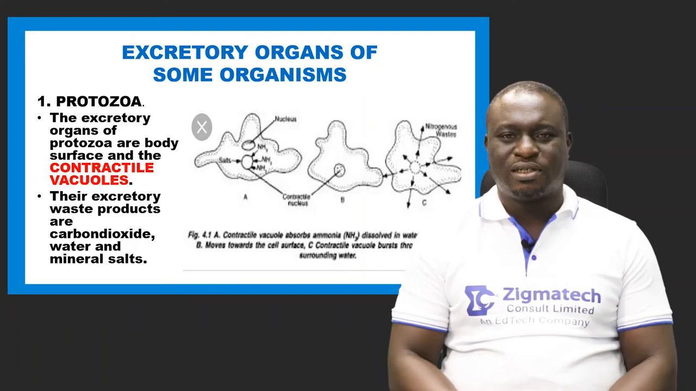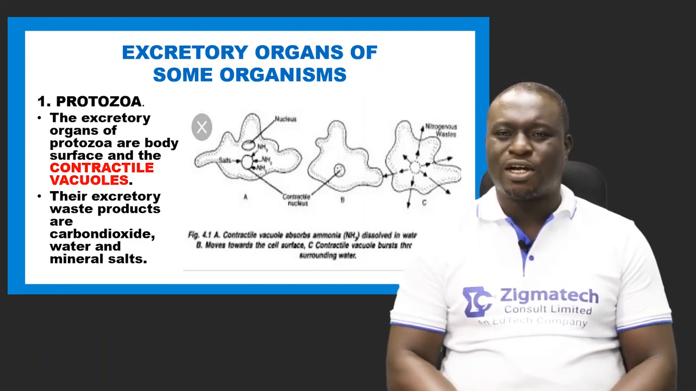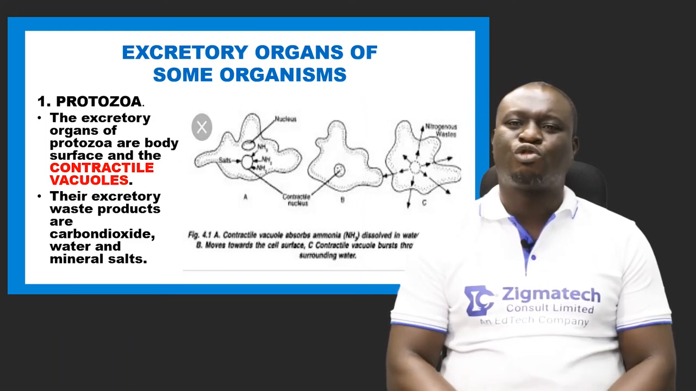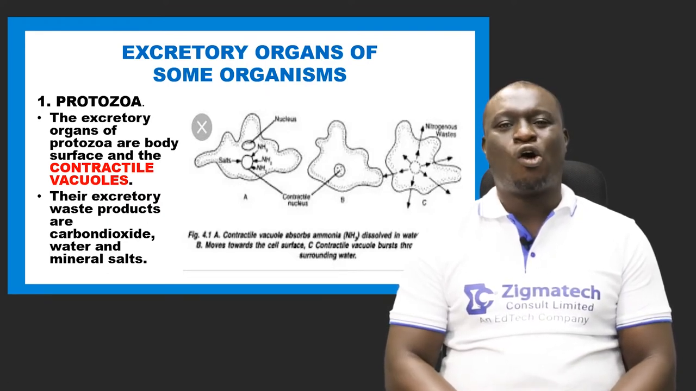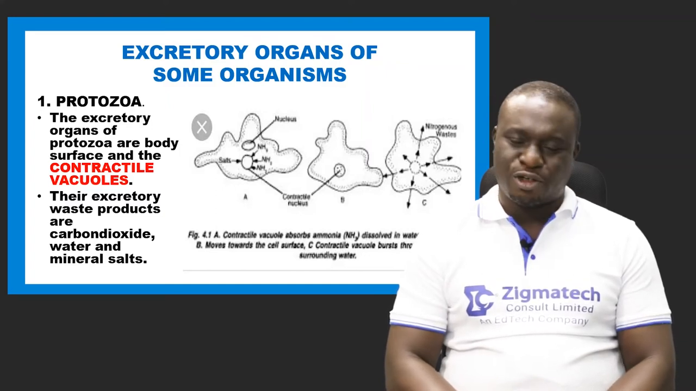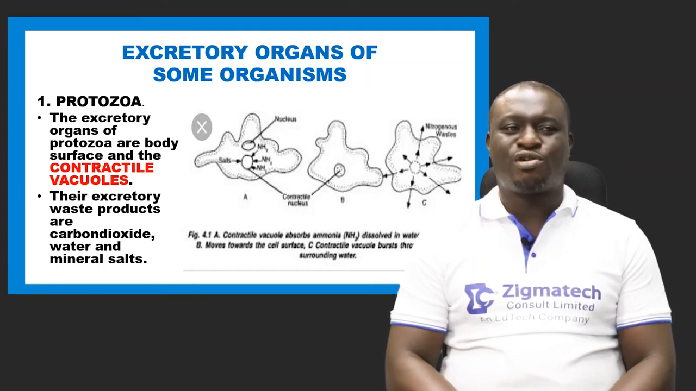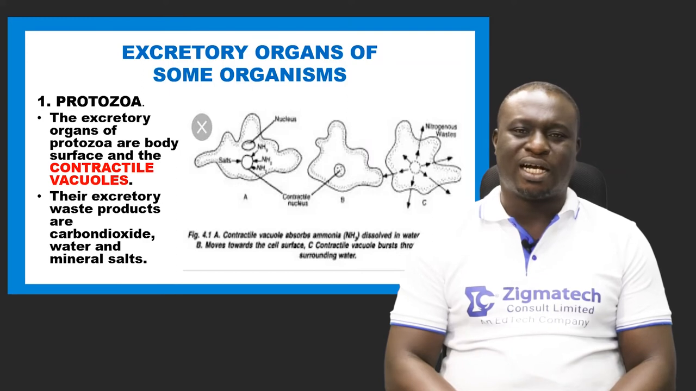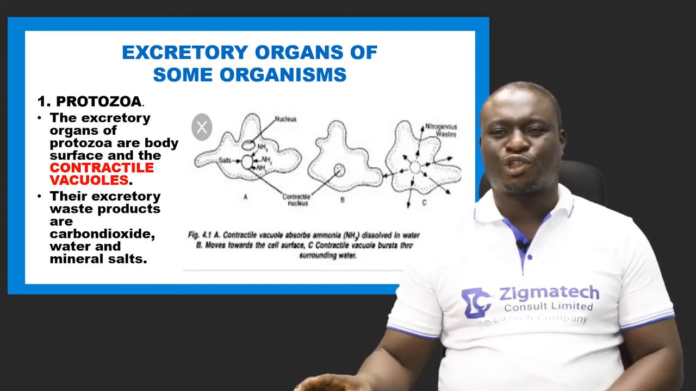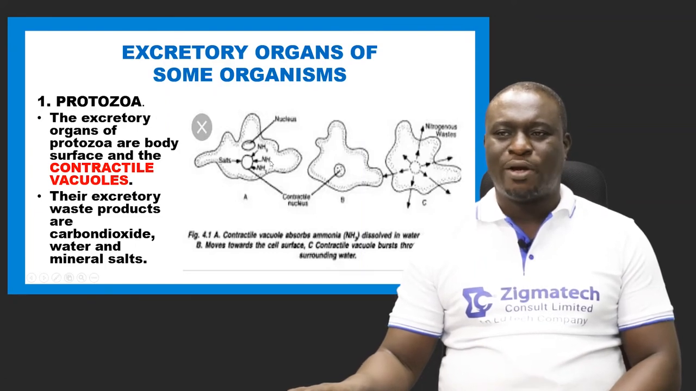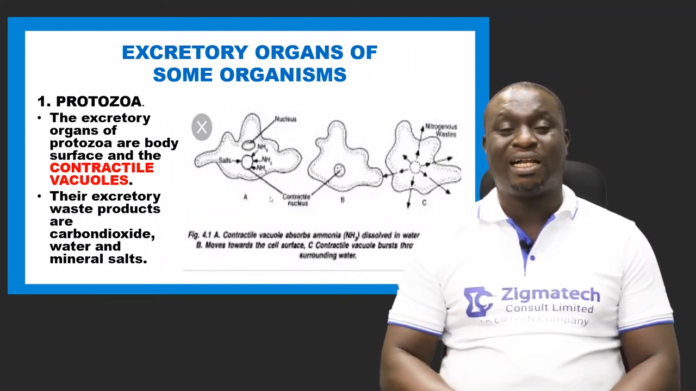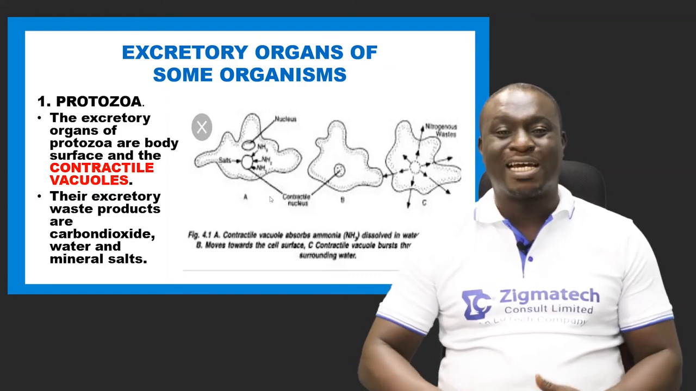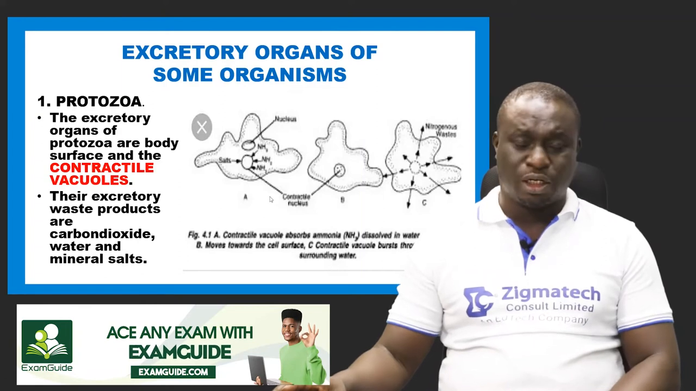Excretory organs of some organisms. Now, we have the protozoa. The protozoa excretes using the organ called contractile vacuoles. The excretory waste in protozoa include carbon dioxide, water, and mineral salt. You can see on the screen there, we have the contractile vacuoles. When waste enters the contractile vacuoles, the protozoa, mostly amoeba, from time to time empties this content, thereby getting rid of those excretory or metabolic waste.